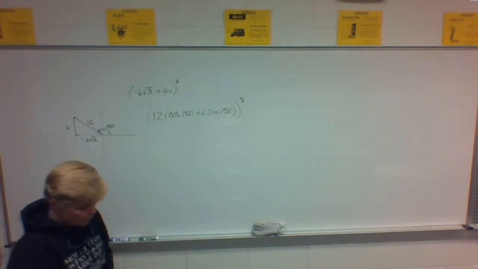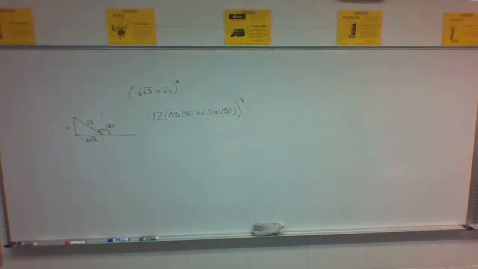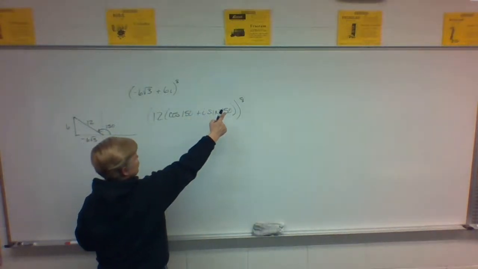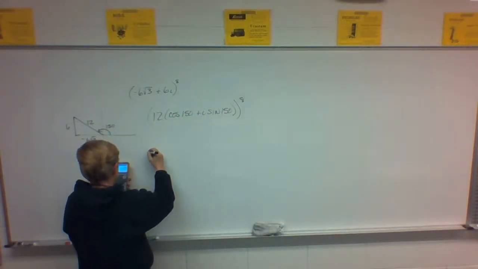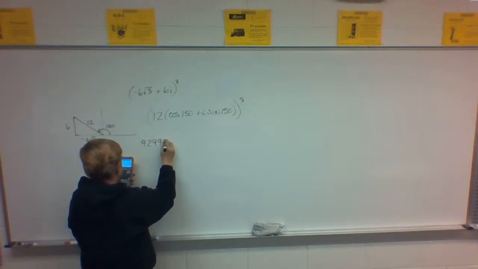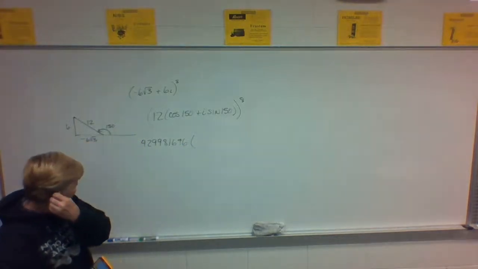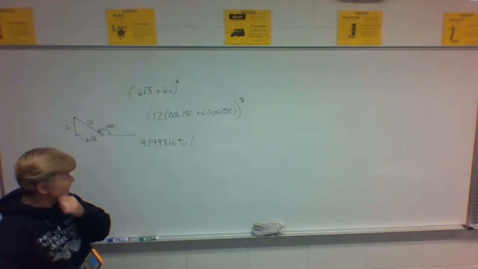I probably got a little carried away there. 12 to the 8th is enormous. We'll do it. 12 raised to the 8th. Whew. It's in the billions. So the first thing you do is you take that exponent to the actual radius, which is 429981696. Now what?